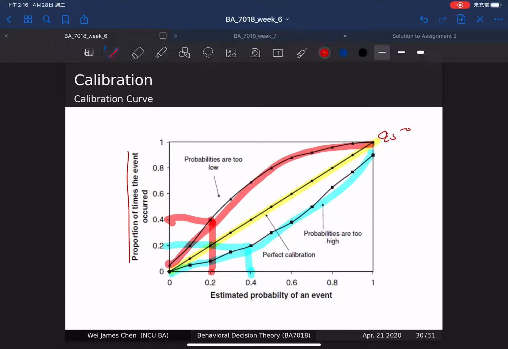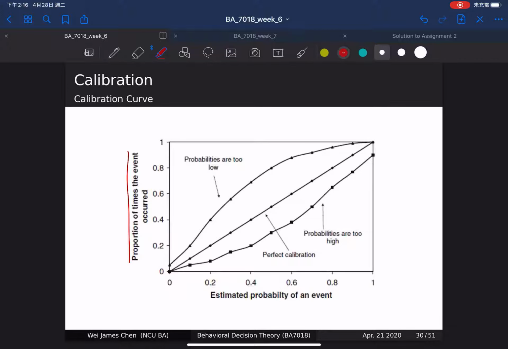Okay, maybe this example will give a clearer view. If there's a line that looks like this, it is perfectly calibrated in this range, but probabilities are too high in this range. So this is still possible. You make very good judgment when the probability is lower than 50%, but above 50% you always make it too high, too probable. Understood? Okay.